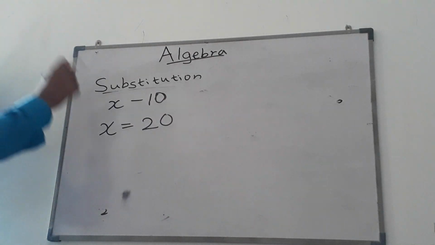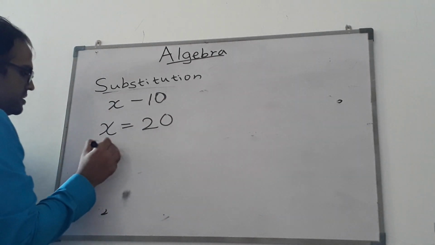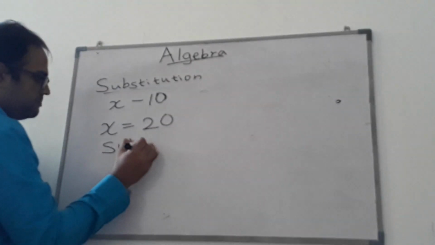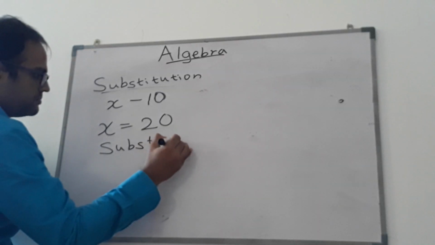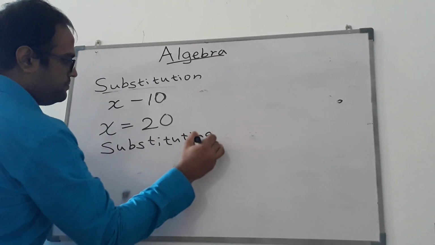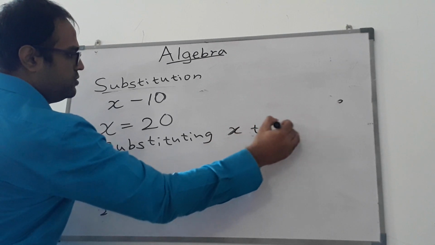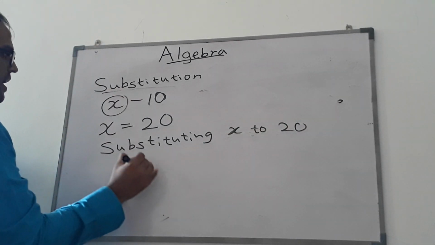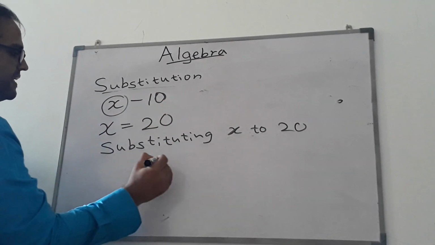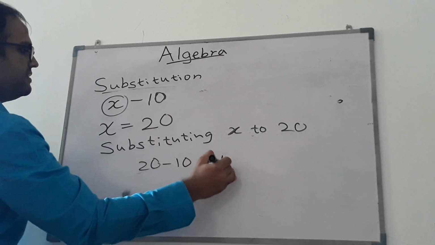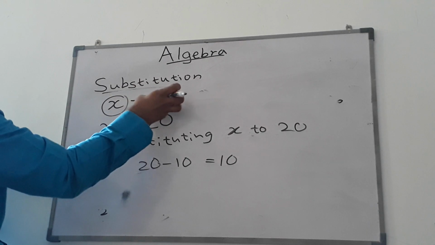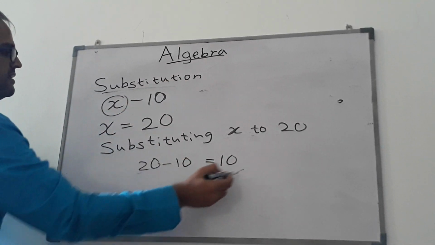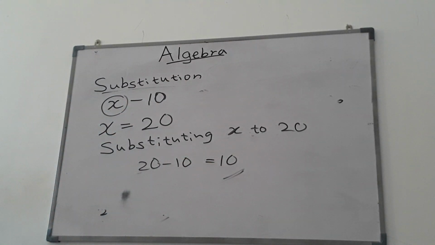So instead of x we can write 20. So substituting x to 20, instead of x I am writing 20 minus 10, answer is 10. So the numerical value of x minus 10 means 20 minus 10, answer is 10. Some more sums.